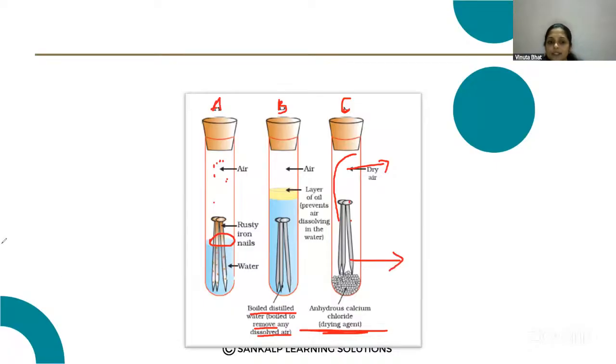So only dry air is present, there is no water or water content. So here what we can observe: which iron nail undergoes the corrosion process? Which one corrodes quickly here? Please give me your answer.